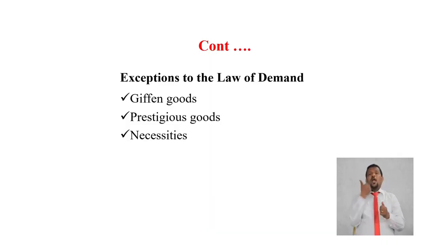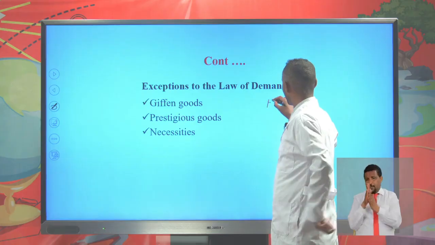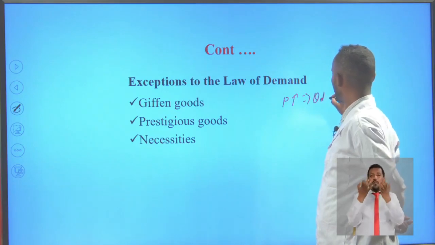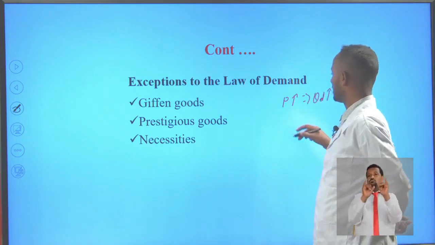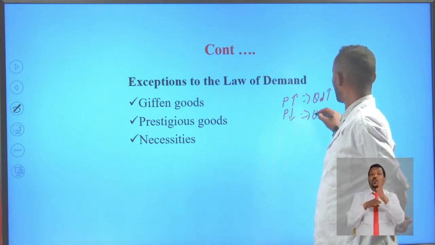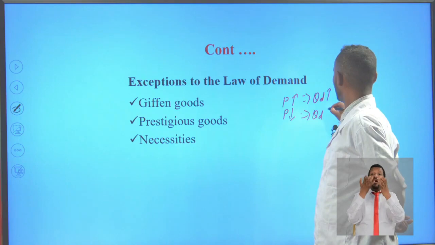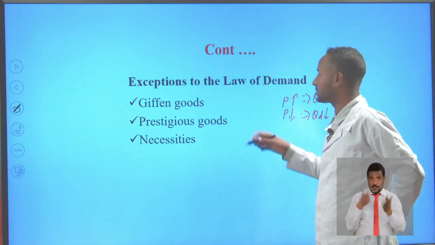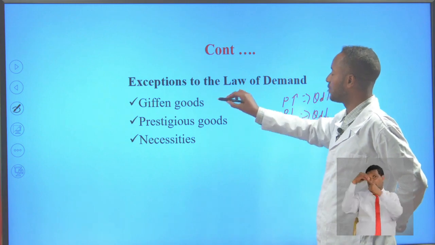There are exceptions to the law of demand. These are violations of, or against, the law of demand. That means as the price of a commodity increases, the quantity demanded for the commodity may not decline, or it will increase. And as the price of a commodity decreases, the quantity demanded for the commodity will decline, or it remains unchanged. Among these exceptions, one of the exceptions is Giffen goods.